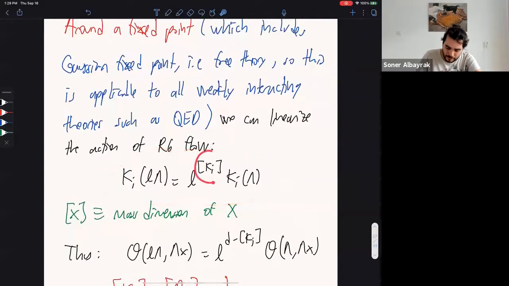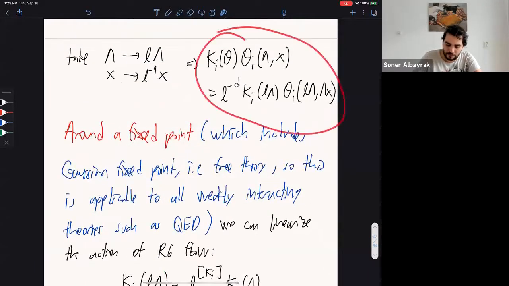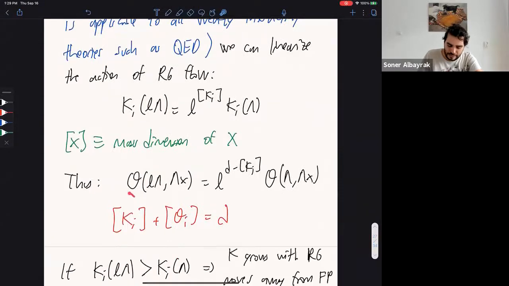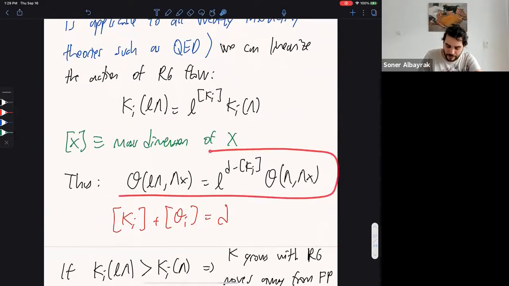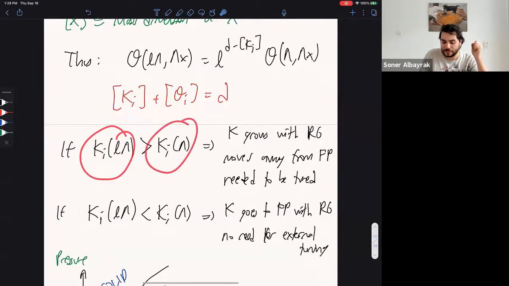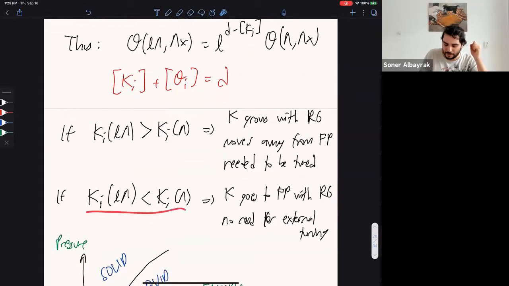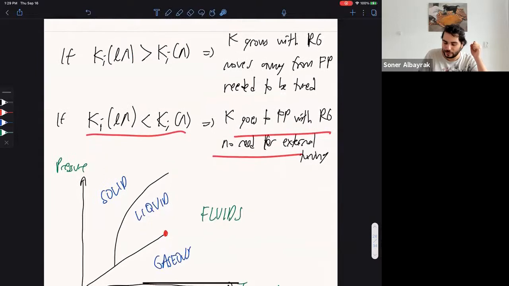And this exponent is called the mass dimension of X, which is denoted like this. Then we said that by using this equation, we can show that the mass dimensions of the operator and the coupling constant add up to D. This is how we got this whole business: if the new coupling constant is bigger than the old one under RG, that means K grows with RG, so it's a relevant direction. Otherwise, it becomes an irrelevant direction. You don't need to tune it, and so on, as we discussed, right?